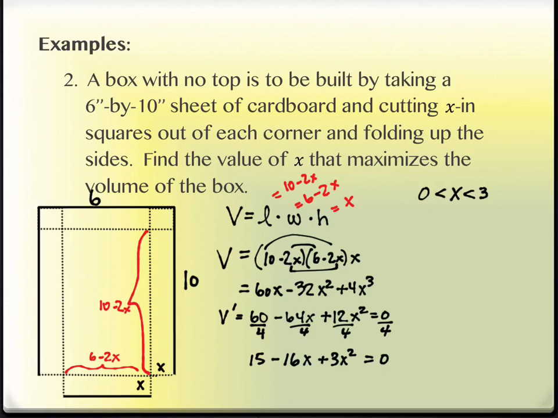So when I've got a quadratic and it's not going to factor, the most direct way typically to do the problem is to use the quadratic formula. So x equals negative b, that would be the negative 16, plus or minus the square root of b squared, so negative 16 squared, minus 4 times a, which is the x squared term, so that's the 3, times c, which is my constant term, 15, all over 2 times a, which was 3.